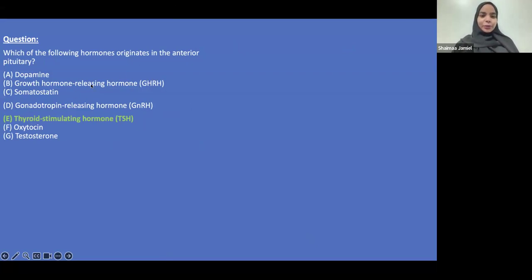Dopamine and growth hormone releasing hormone: any releasing hormone is from the hypothalamus. Oxytocin is from the posterior pituitary, and testosterone is from the gonads or the adrenals.